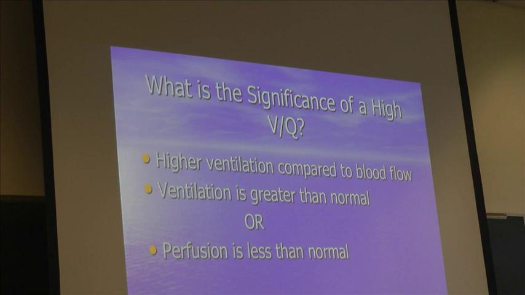Got the ventilation, you don't have the perfusion, there's something going on with perfusion. Maybe there's a blood clot, a pulmonary embolus, and the blood is not getting to the lungs to pick up oxygen. But you've got great ventilation, the air's going in and out, you just don't have the blood coming to pick it up. So you have good ventilation, poor perfusion, you would say high VQ.